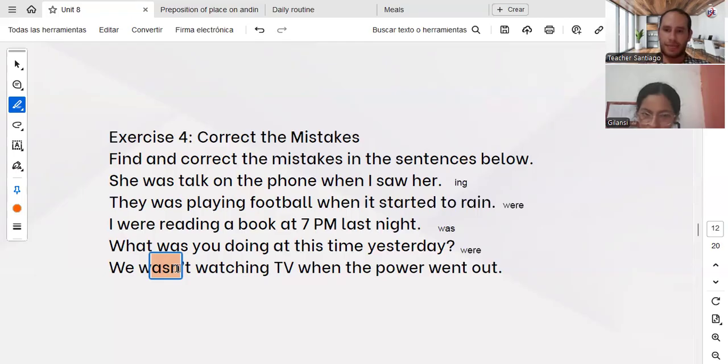So, Gilansi, be careful with the verb to be. Past continuous also uses the verb to be. So you need to identify if you need to use were or was. And in the verb, you add ing at the end. That's all. Okay?